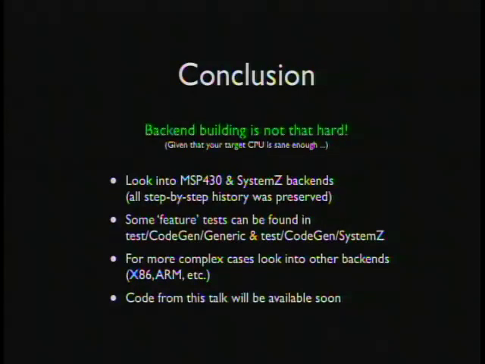There are some feature tests which can be used to cover all interesting instructions. They can be found in those two different directories. If you need to handle something more complex, maybe some complex addressing modes or other things, you can look into the huge backends like x86 or ARM, which implement many scary things. Also, the code from this talk will be available soon, so you can look at that and get some idea of what's happening. Yeah, that's all.